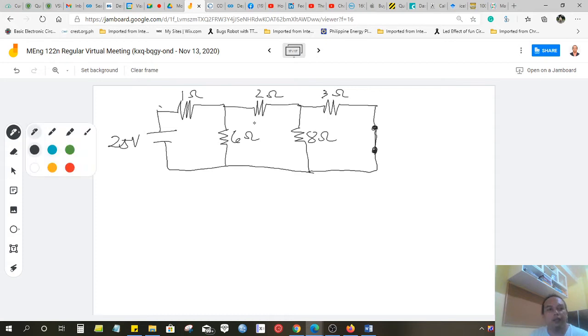So the important current here is I6. So let's say I6 prime, that's for the first scenario. I8 prime, then I1 prime, I2 prime, then I3 prime.